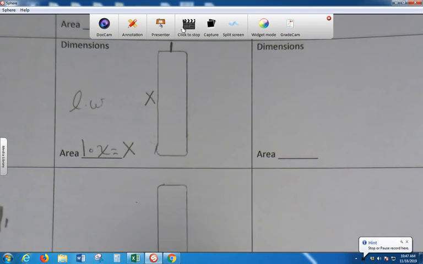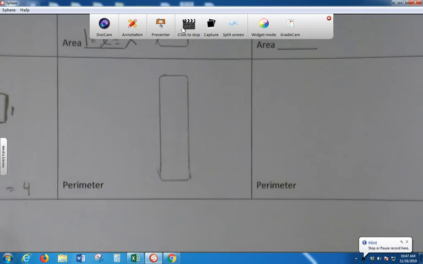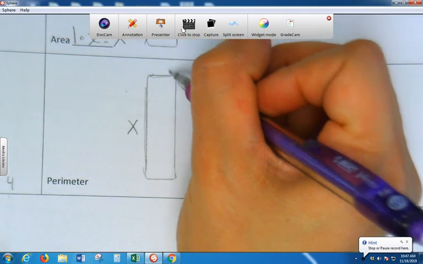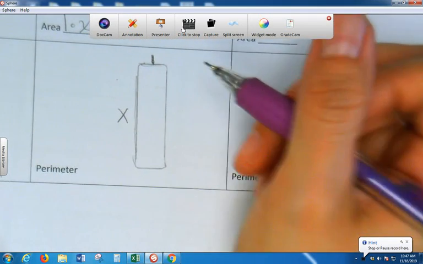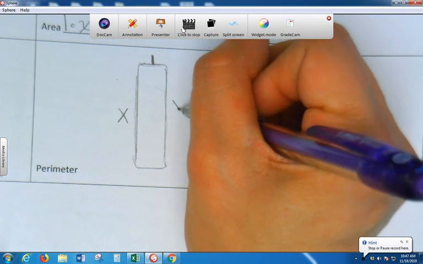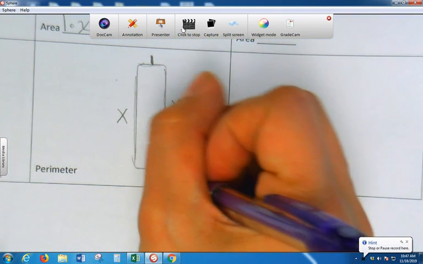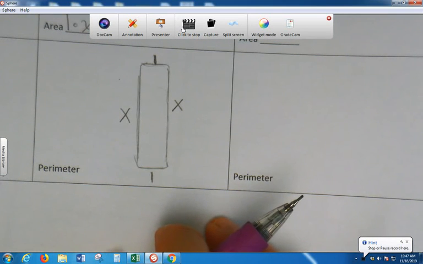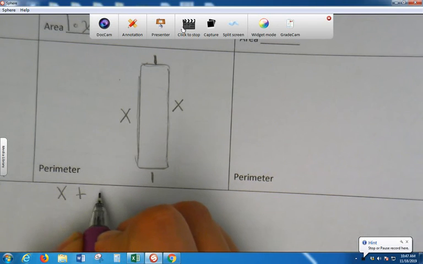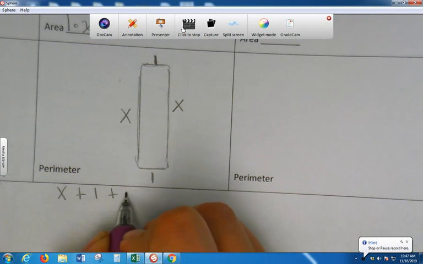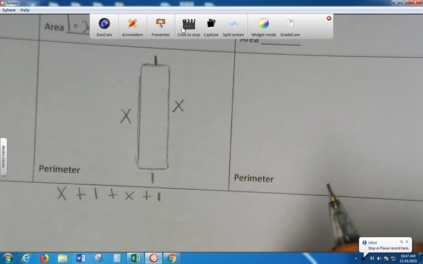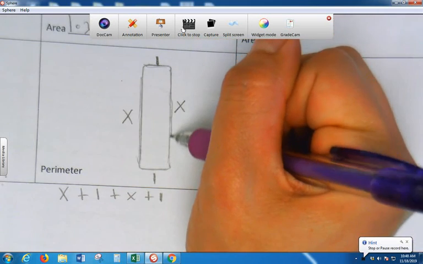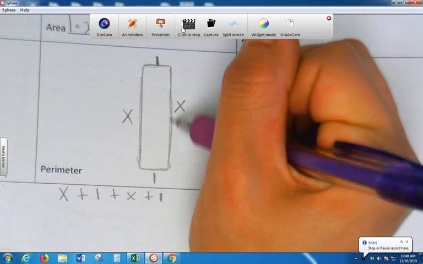Alright, bottom part, the perimeter. Well, what do you know this side measures? X. What do you know this side measures? Alright, what do you think this side measures? X. Very good, because it's a rectangle. And this measures 1. It's X. So what am I going to add to get my perimeter? X plus what? X. 1 plus x plus 1. Like Brandon did in the first problem. We gotta go all the way around the shape, all the way around, close it. That will give us our perimeter.